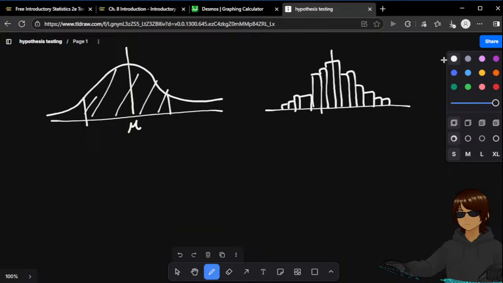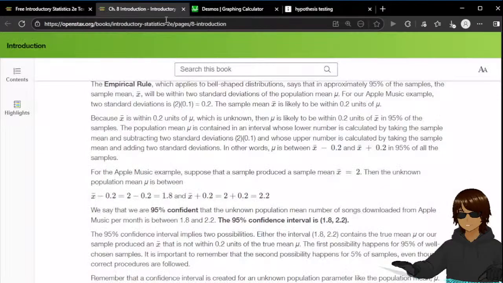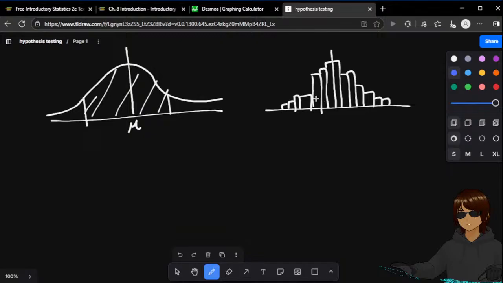So for this example, let's say this, mu should be within 0.2 units 95% of the time. So, okay, let's say 0.2 units is like this.